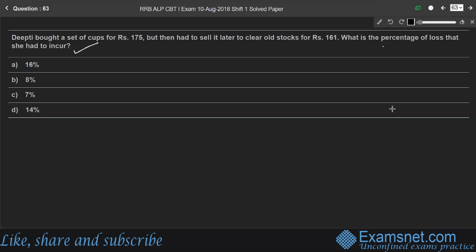Question number 63. Deepthi bought a set of cups for 175 rupees, but then had to sell it later to clear old stocks for 161 rupees. What is the percentage of loss that she had to incur? So that means here, she bought set of cups for 175 rupees. So the cost price is 175 and the selling price of those cups is 161 rupees, right? So she sold it for less amount, right? Therefore, there is a loss. What is the loss percentage? Right? We have to find.